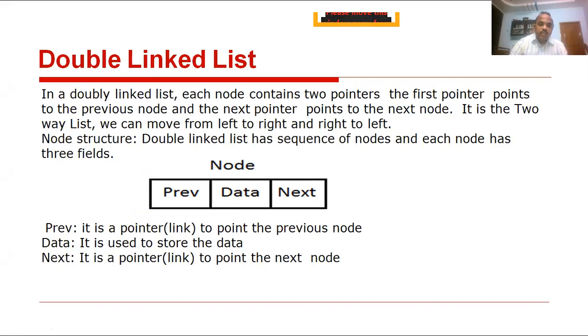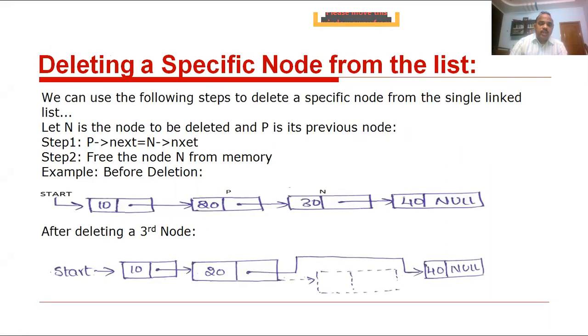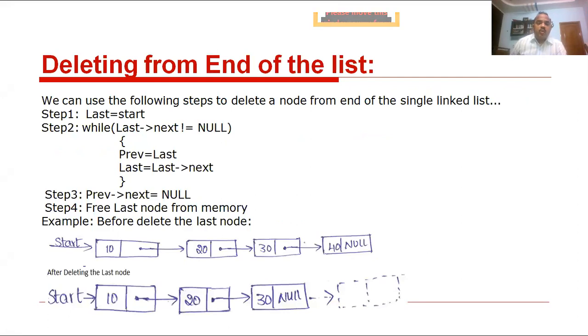Next, double linked list. Tomorrow I will give the Blackboard explanation of single linked list, double linked list, circular linked list, and circular double linked list. Today we only learn what steps are involved in the single linked list. Tomorrow I will explain in detail. Clear all of you?